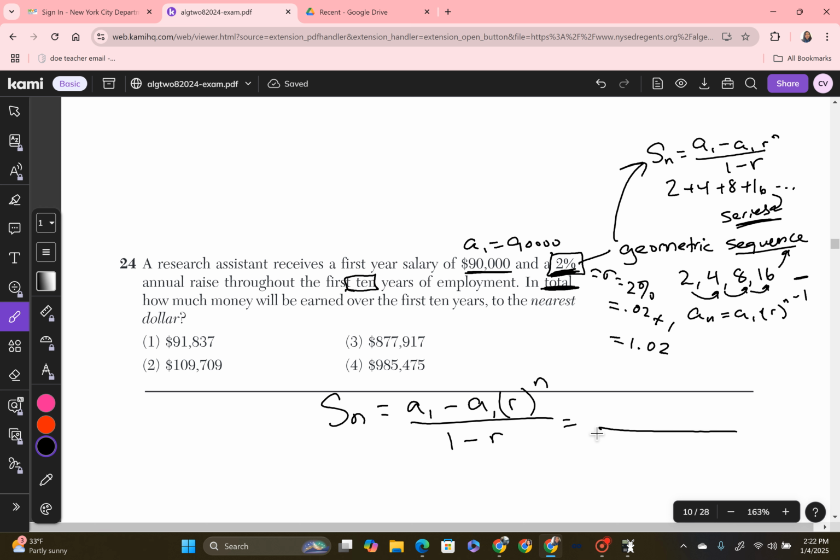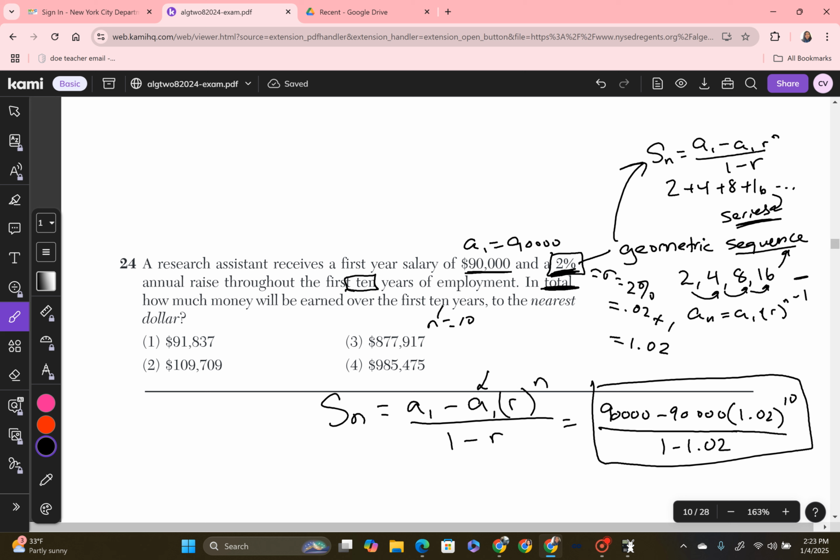So our A1 is 90,000. So I'm going to write that down. Minus, we're going to put our A1 in again. So 90,000. Cool. Our R is 1.02. Our N, right, is equal to 10. So we want that for 10 years. And on the bottom, we're going to have 1 minus 1.02. When you put this whole thing into the calculator, you're going to see that the answer choice that you get is choice 4.